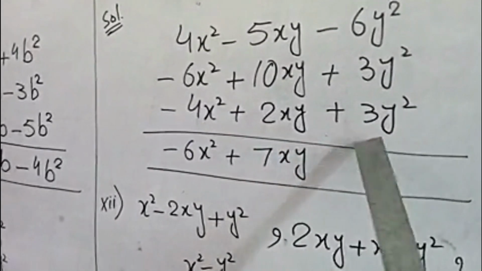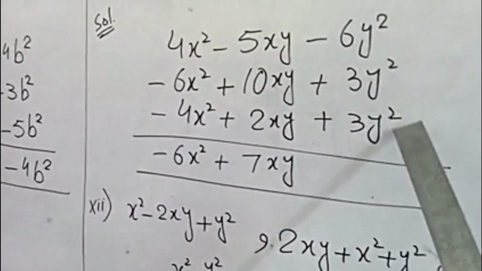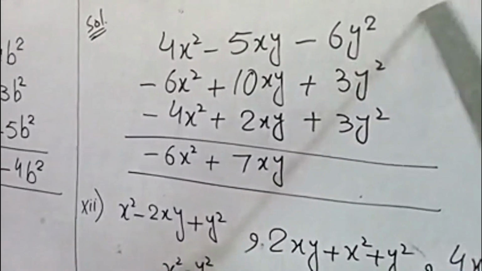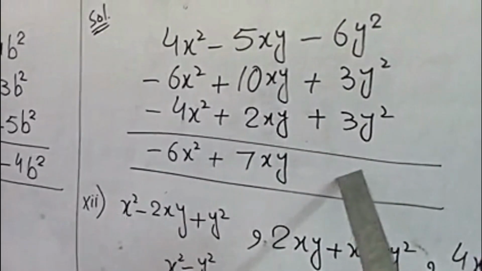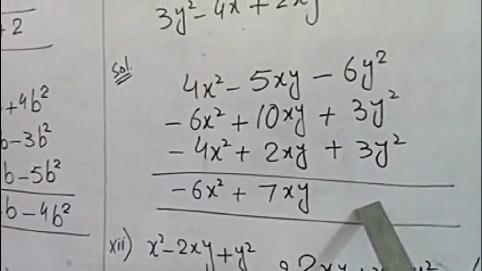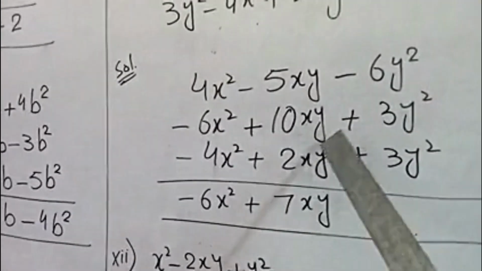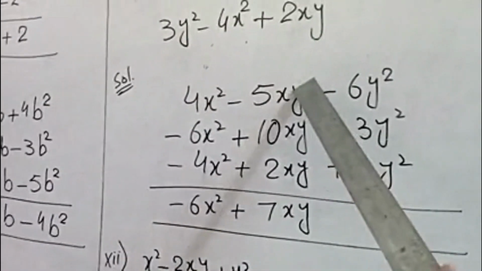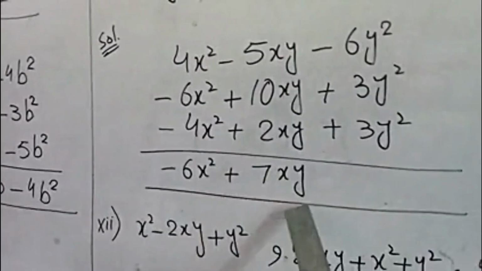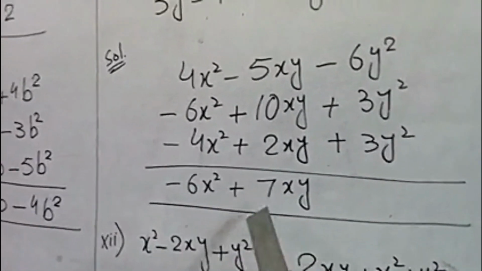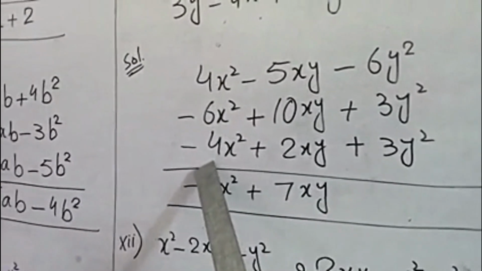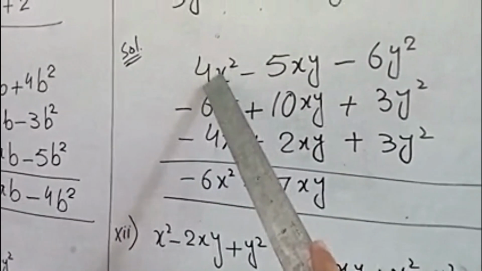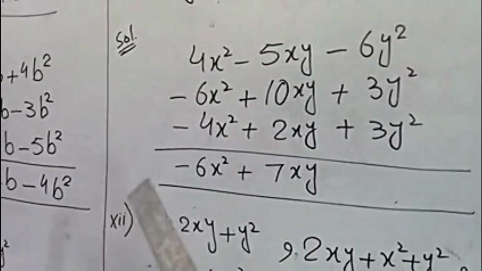Now start adding this. 3y square plus 3y square, 6y square, and this is minus 6y square. So all these will be cancelled out. We get just 0, so we don't need to write 0 here. And from here 10 plus 2, 12, 12xy. This is minus 5xy. 12 minus 5 is 7xy. And from here minus 6, minus 4. This will become minus 10. And from this 4, this will become minus 10 plus 4 is equal to minus 6.